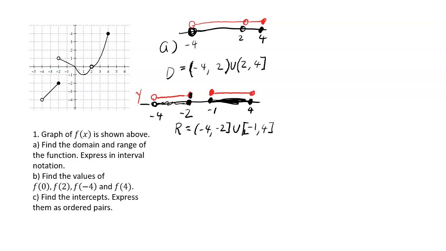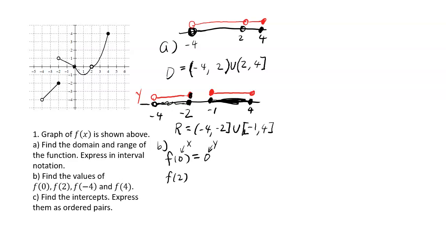Let's look at the next question. Find the values of f(0), f(2), f(-4), and f(4). Okay. So let's see. f(0), well, this point here has the coordinate (0, 0), and that means when x is 0, y is 0. So when x value is 0, your y value is going to be 0.